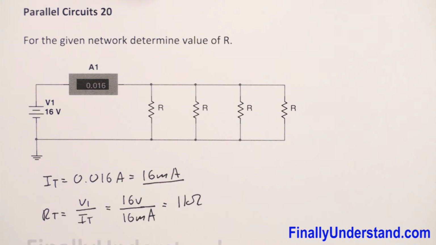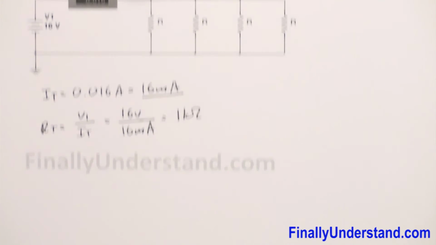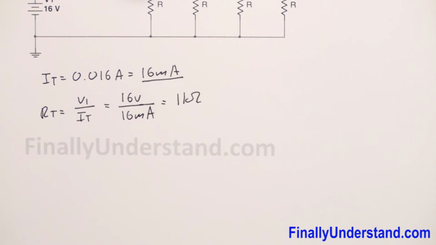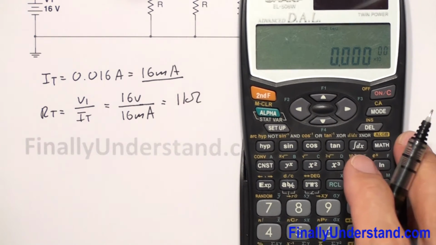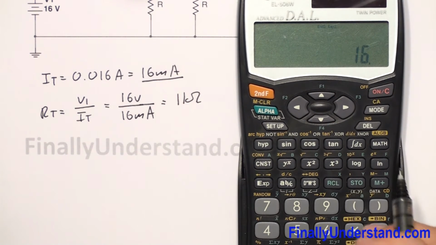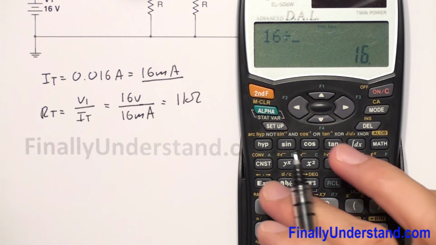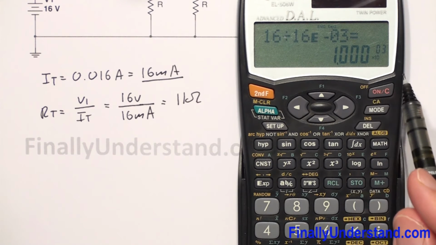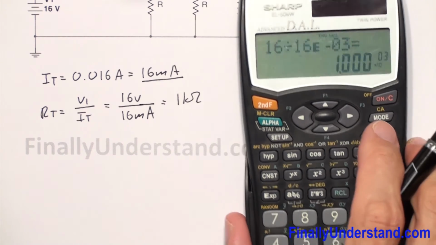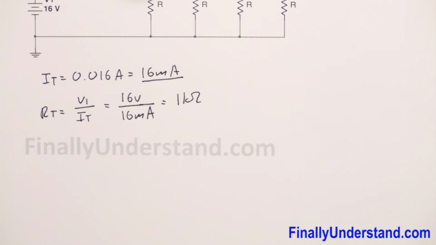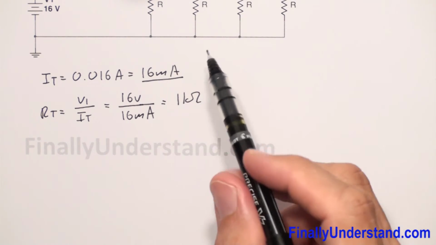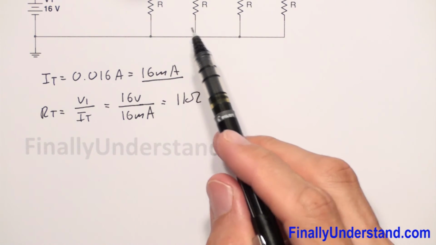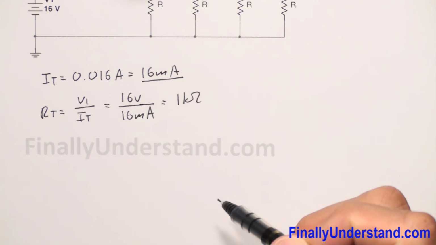For those of you who do not see that, let me show you how to do this on the calculator. We have 16 divided by 16 exponent -3. So this is equal to 1 kilo. Total resistance is equal to 1 kilo.